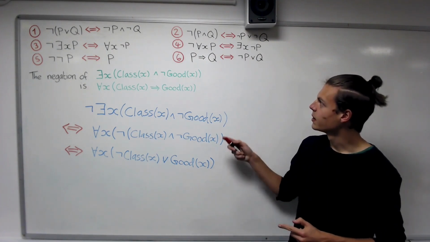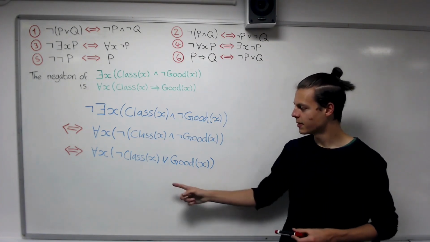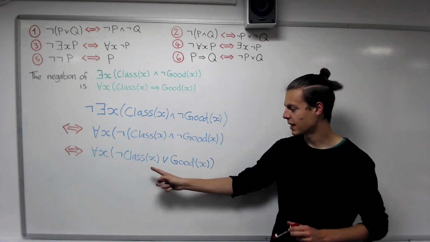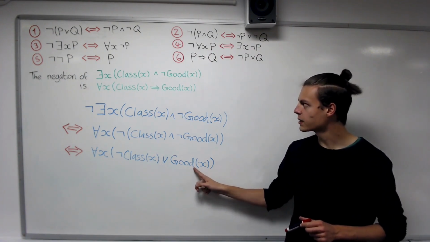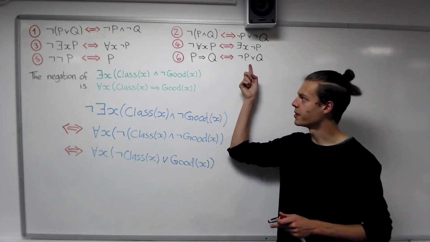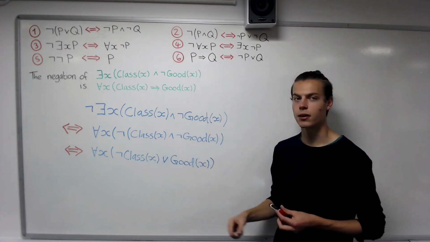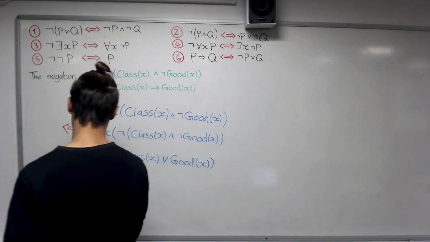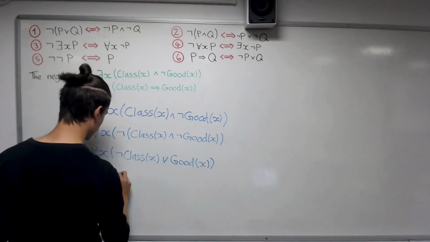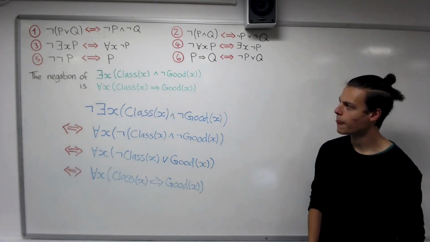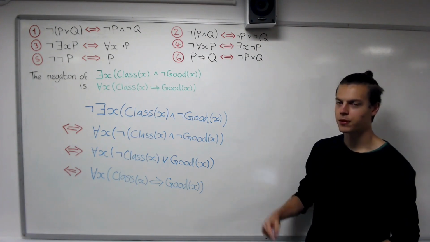And finally, we can now apply law 6. Okay, we have not class X or good X, which is equivalent to class X implies good X. And there's our proof.